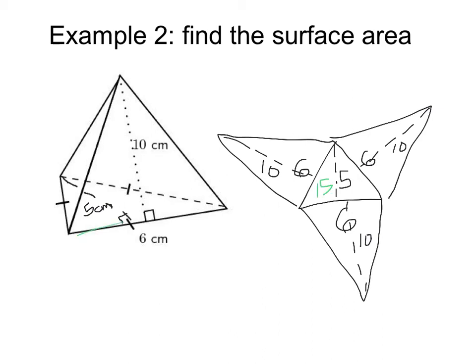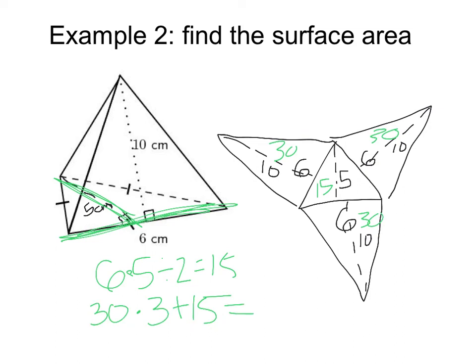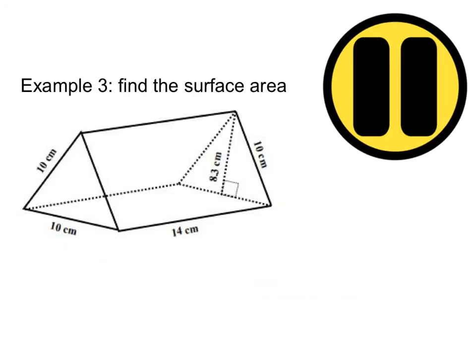That base triangle is 6 by 5 divided by 2. So that's 15. The other triangles are all going to be 30. So 3 30s is 90, plus 15 is 105 centimeters squared.